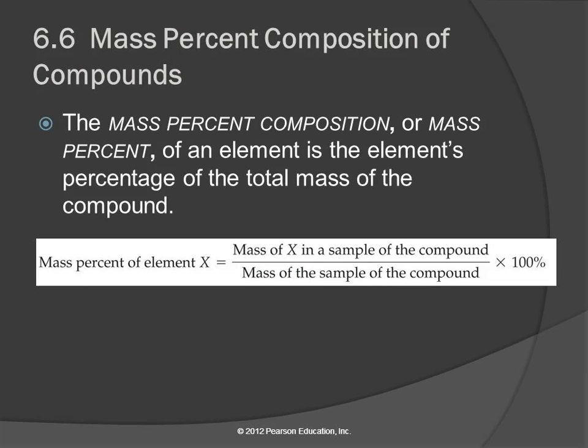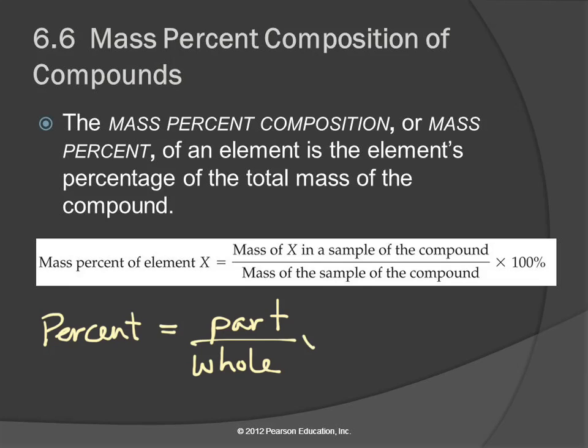And this follows the general pattern of what a percentage is. So in general, percent equals the part over the whole times 100. And if you remember that, you can figure a lot of these things out even if you forget what exactly the formula was. It's the part, the mass of the element you're interested in, divided by the mass of the whole thing, times 100. Now this percent should never be greater than 100%, right?